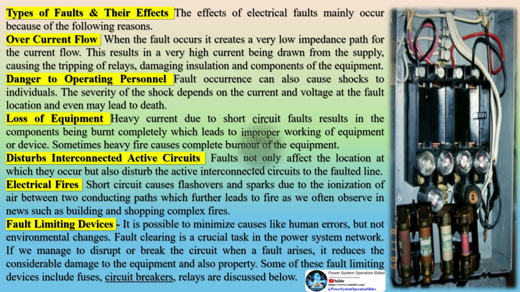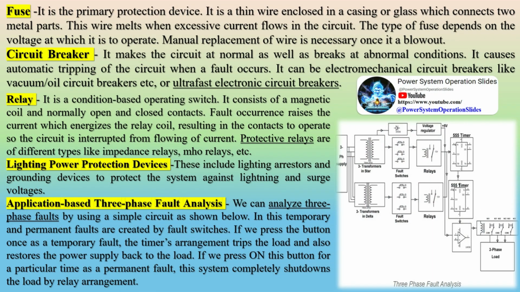Fuse. It is the primary protection device. It is a thin wire enclosed in a casing or glass which connects two metal parts. This wire melts when excessive current flows in the circuit. The type of fuse depends on the voltage at which it is to operate. Manual replacement of wire is necessary once it blows out.